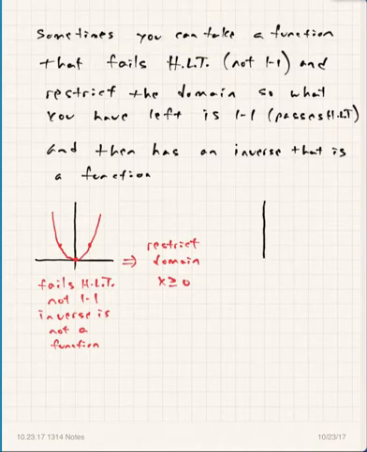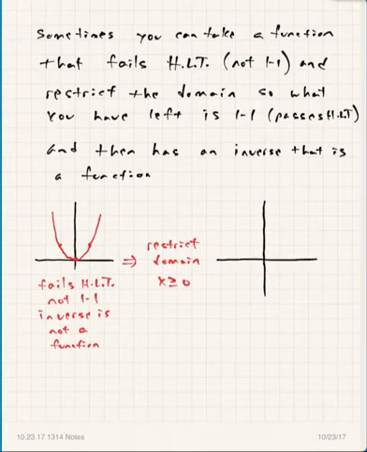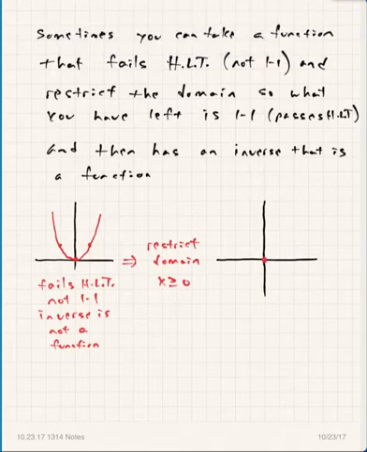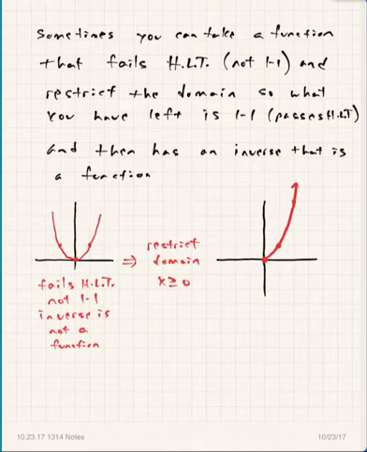And when we restrict the domain to just x values greater than or equal to 0, the new graph is just the right side of the parabola. You're only using x values greater than or equal to 0, and so you just get this piece of the parabola. You don't get the other half. And notice when you do that, this is x squared with x greater than or equal to 0. This is just x squared.